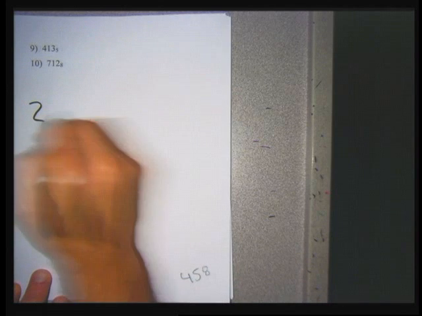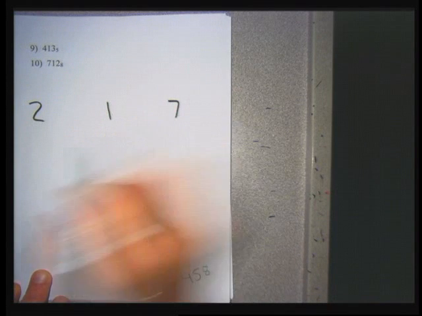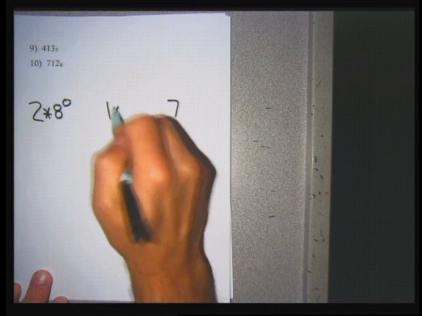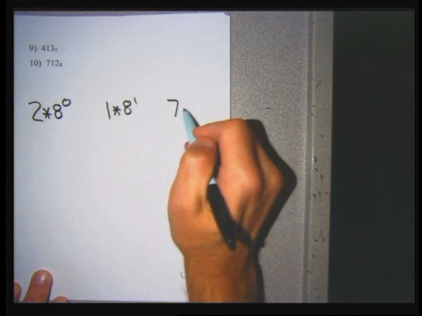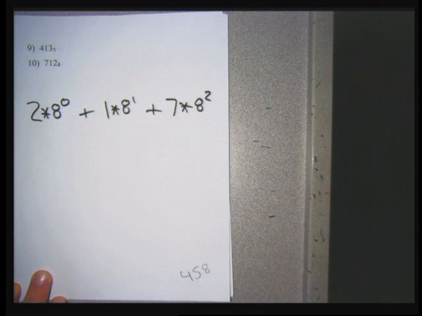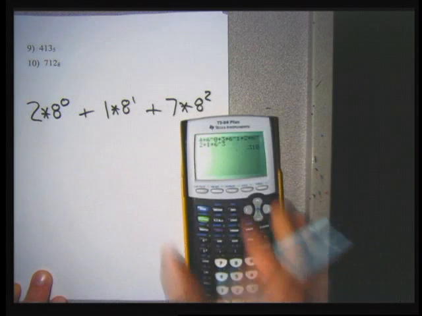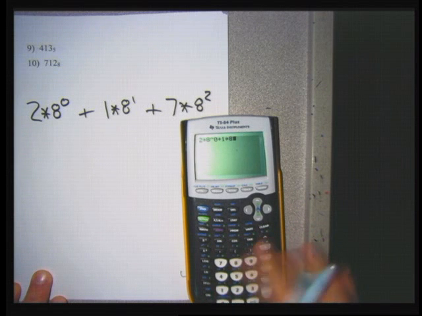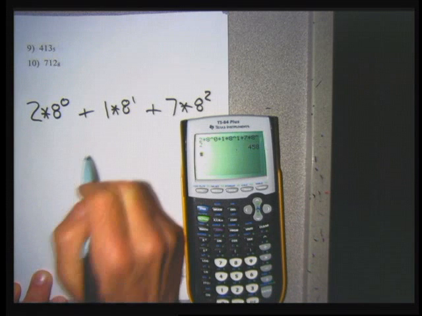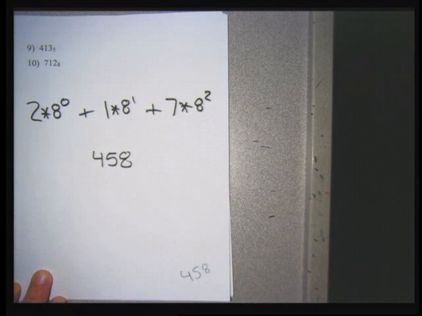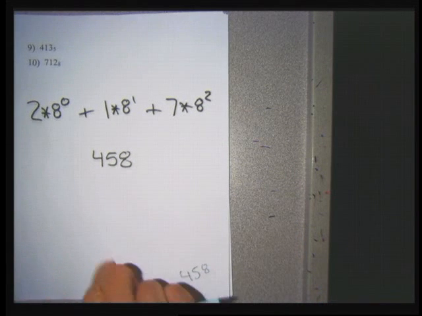I'm going to write 2, 1, and 7 backwards times 8 with an exponent of 0, times 8 with an exponent of 1, times 8 with an exponent of 2, plus signs between. Supposed to get 458 if I did that properly. So 2 times 8 up arrow 0 plus 1 times 8 up arrow 1 plus 7 times 8 up arrow 2. I get that exactly. So for my answer, it's 458. Your answer has to be different. It has all different numbers.